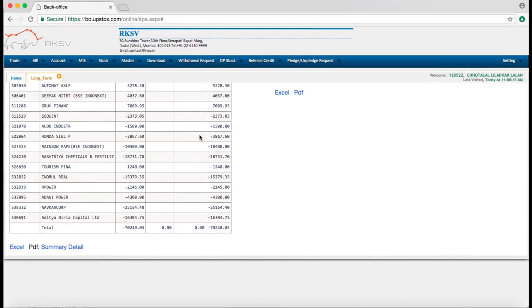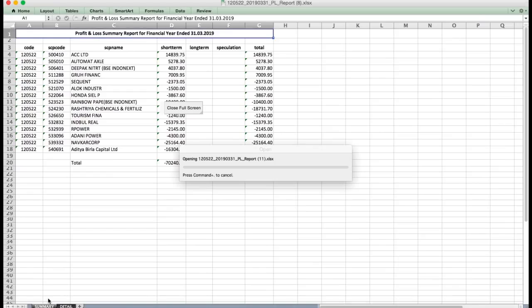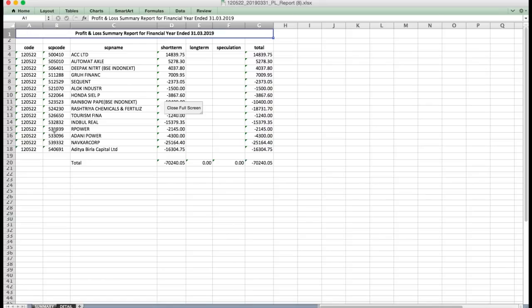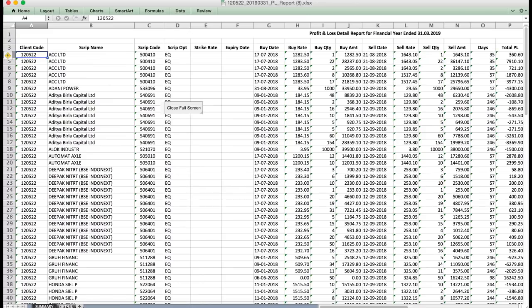For getting more details, I have to download it as an Excel file. So I will click on Excel here and it will download the Excel file for the same statement. I will open that. Now once I open that, the first window will be the summary, the overall summary, which we saw on the back office portal. To check the in-depth details, I will click on the Details window. Once I click on that, I will get all the details for the profit and loss statement for the long term.